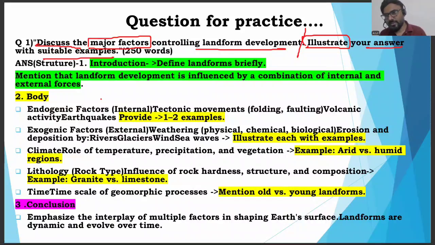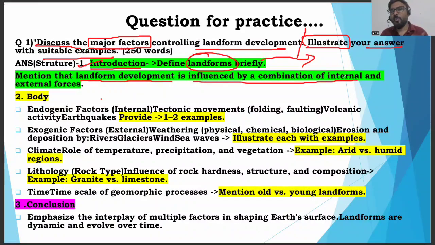So what could be our structure or approach to write the answer? See, first we will have to write the introduction. In the introduction part, we can simply define the landforms briefly. What are the landforms, right? Then we can mention that landform development is influenced by a combination of various internal and external forces. This sentence acts as a connector which connects the introduction with the body, right? So in the introduction we can write the simple definition of landforms, and we can use the connecting sentence so that the flow will be maintained while writing a good answer, right?